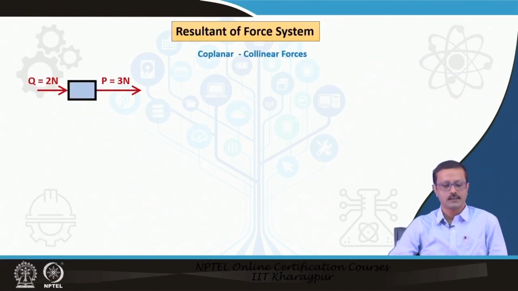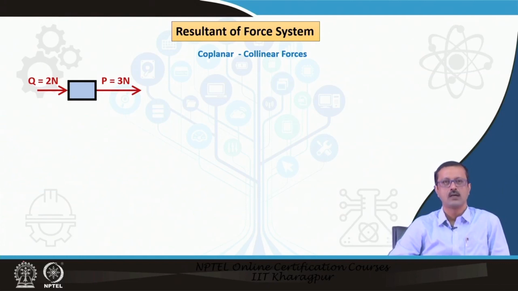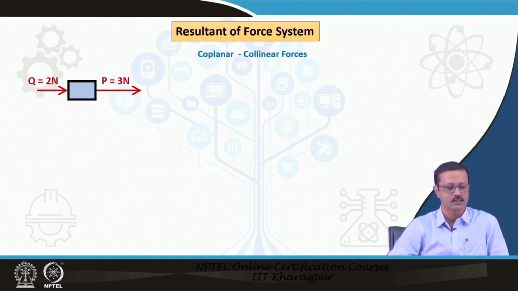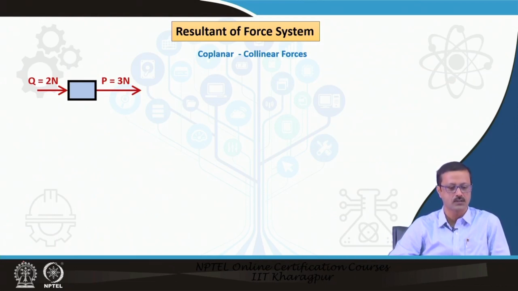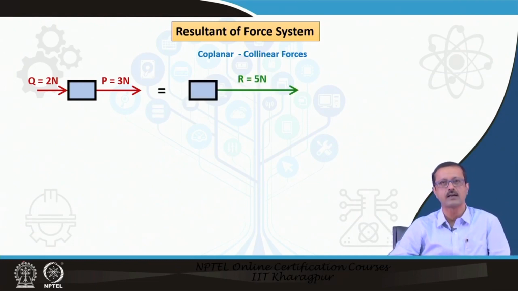Now, the agenda of today's lecture is the resultant of forces, and how the resultant of forces can be computed. First we take coplanar forces. Suppose a body is under forces P and Q, which are 3 and 2 kilo Newton respectively, both acting in the same direction. These are just arithmetically added, so the resultant will be 5.